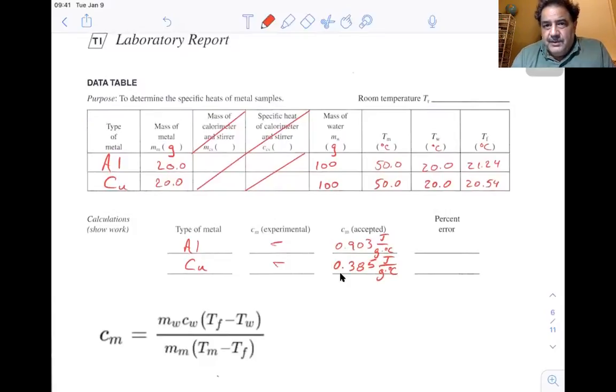Okay, that's it for this experiment. You have everything you need to do the specific heat of metals experiment. If you have any questions, be sure to contact me via the email.